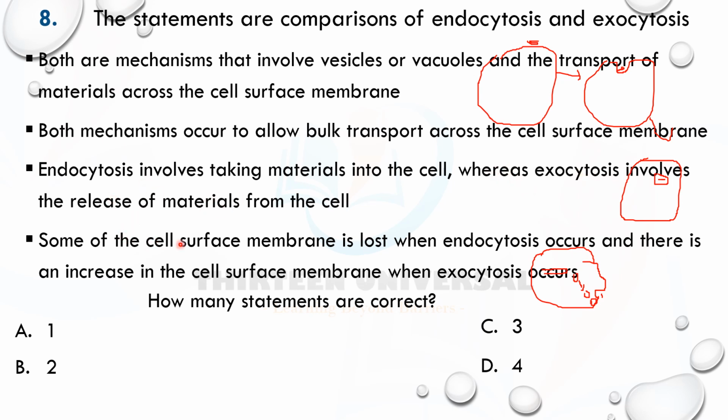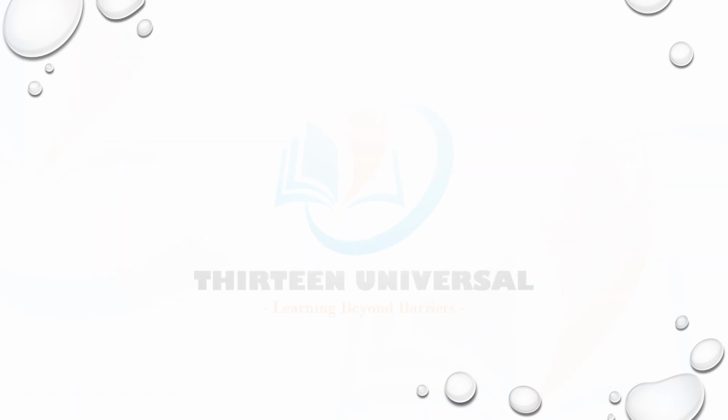4 says some of the cell surface membrane is lost. Yeah, some of it is lost in endocytosis. Can you see? Part of it is used to form the vesicle, right? But in exocytosis, there's an increase. So this vesicle fuses with the cell membrane, and that increases the cell membrane. So all four of them are correct. Okay. All right, let's go to the next page.